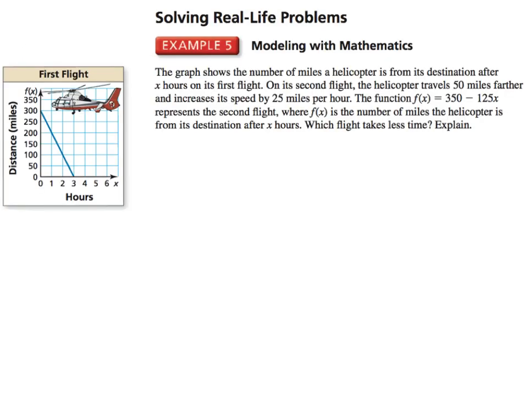Now we can solve a real-life problem. Example 5. The graph shows the number of miles a helicopter is from its destination after x hours on its first flight. On its second flight, the helicopter travels 50 miles farther and increases its speed by 25 miles per hour. The function, right here, f of x equals 350 minus 125x, represents the second flight, where f of x is the number of miles the helicopter is from its destination after x hours. Which flight takes less time?